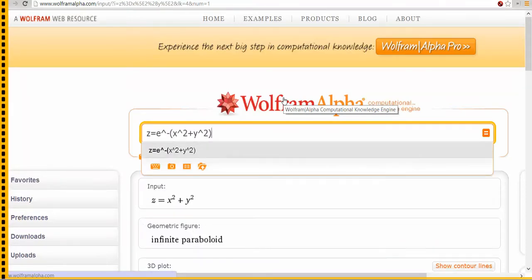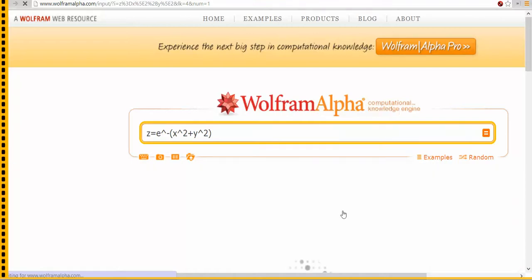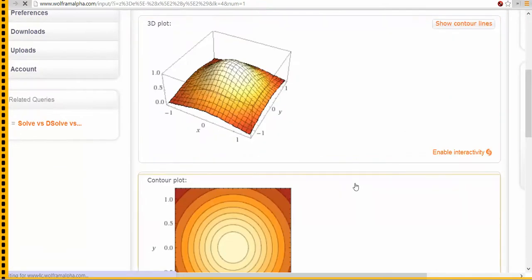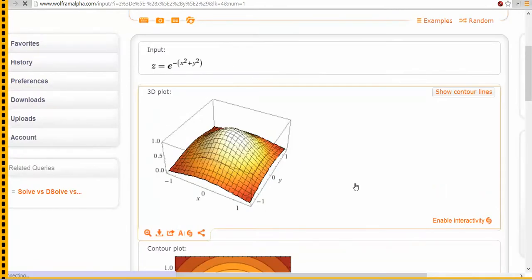Oh, look at that. It's already one of the ones that comes up. Cool. Let's see what happens. Ooh, there it is. It's kind of cool. We would make it more dramatic.